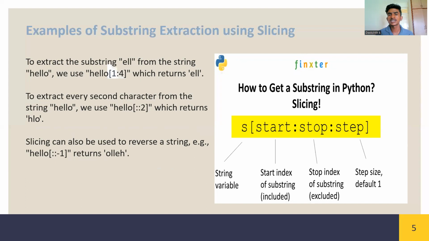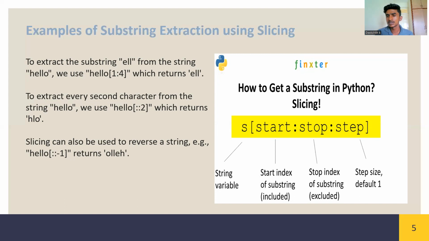Example of substring extraction using slicing. To extract the substring "el" from the string hello, we use hello[1:4], which returns el. To extract every second character from the string hello, we use hello[::2], which returns hlo. Slicing can also be used to reverse a string. Example: hello[::-1] returns olleh.